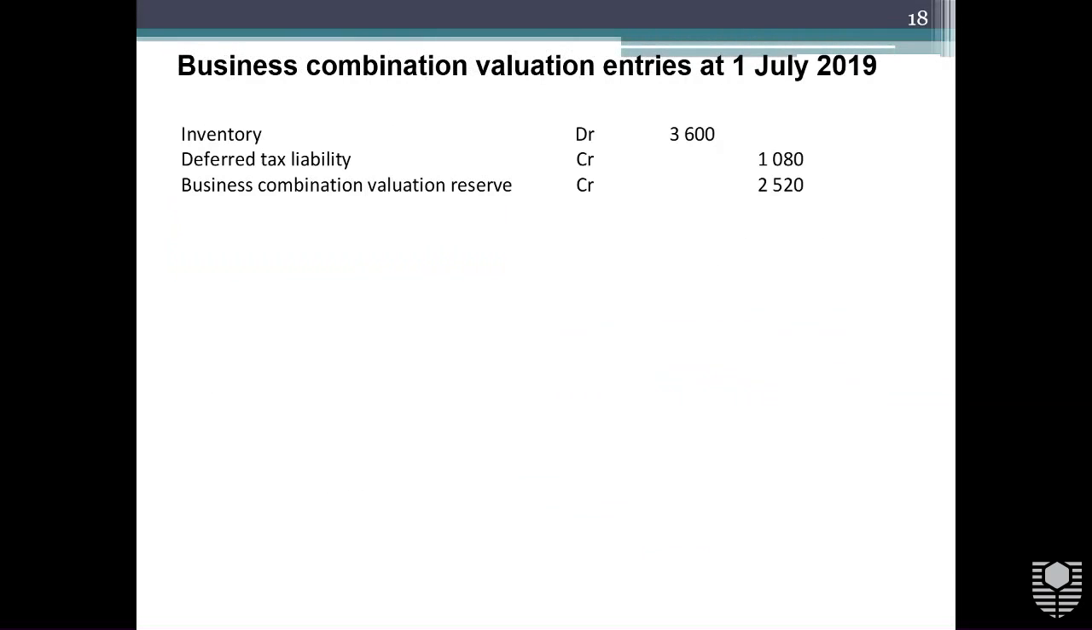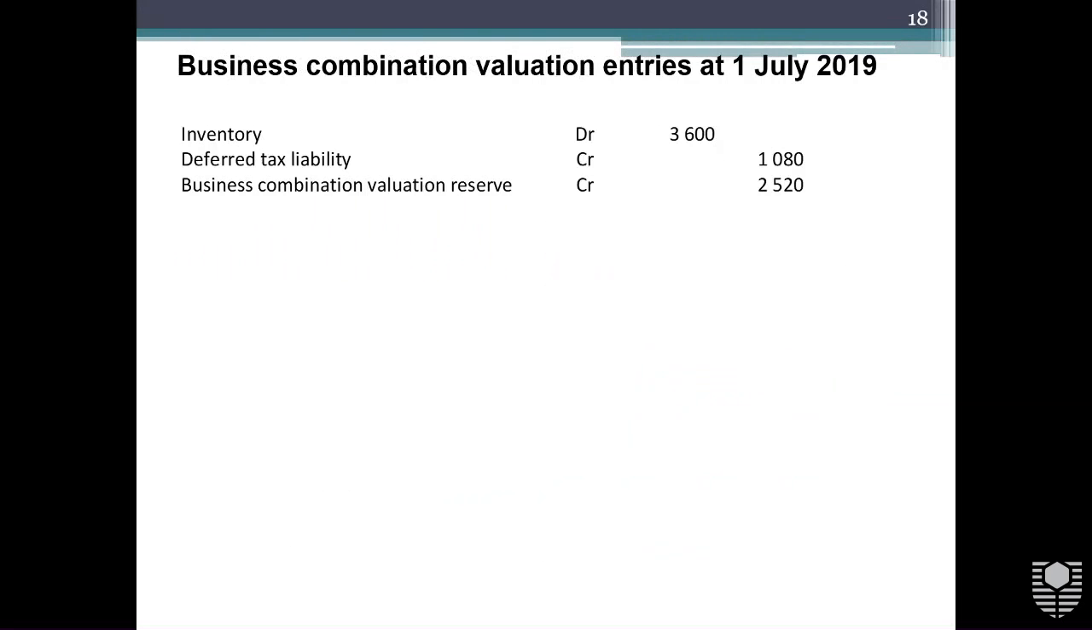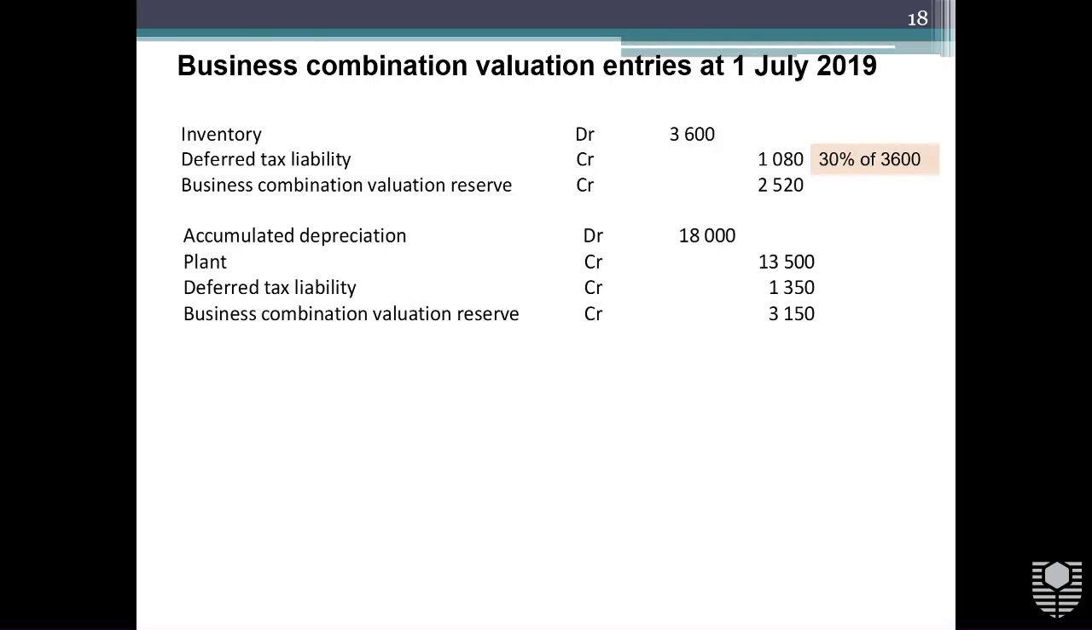We have to start doing our business combination valuation entry. All we're going to do is take all of these items that have been tax affected and account for them. Number 1, we've got our inventory, 3,600, tax component 30% of that, 1,080. Business combination valuation reserve gets the 70%, 2,520. Depreciation, we're going to write back our depreciation. We're going to adjust our plant by 13,500, the difference between those two, the 4,500. 4,500 times 30% gives you 1,350 deferred tax liability. The remaining 70% goes to your business combination valuation reserve.